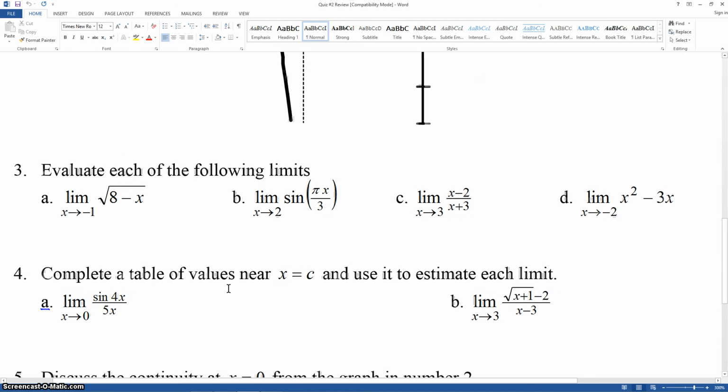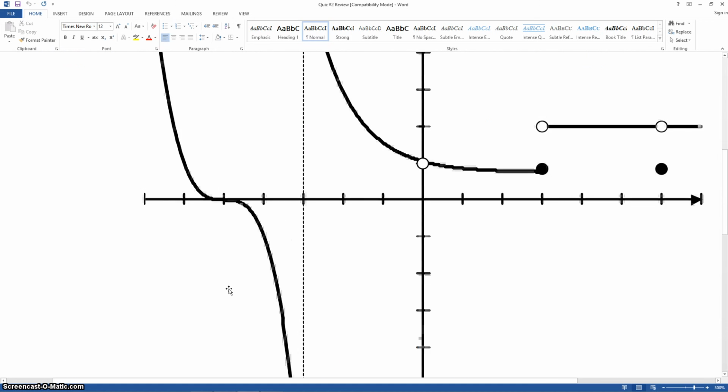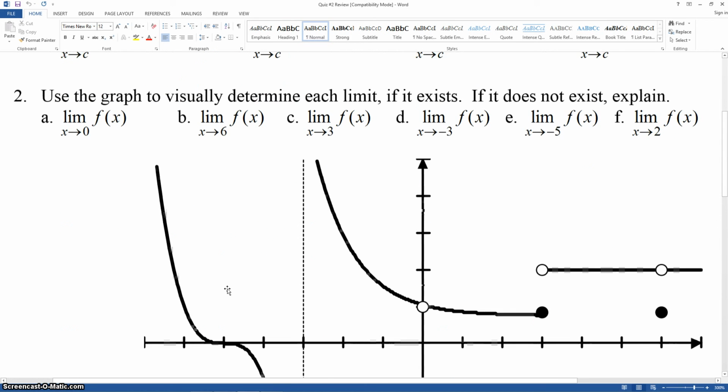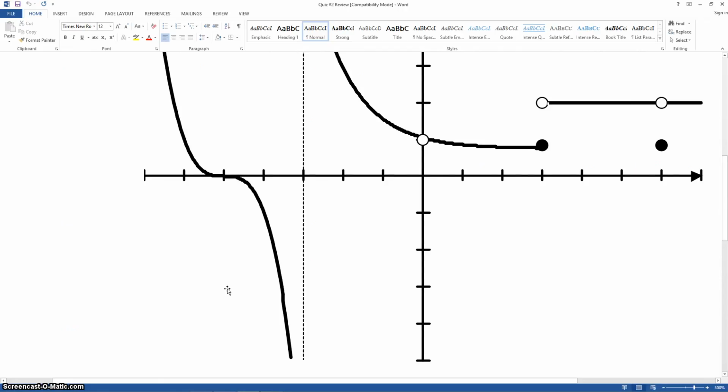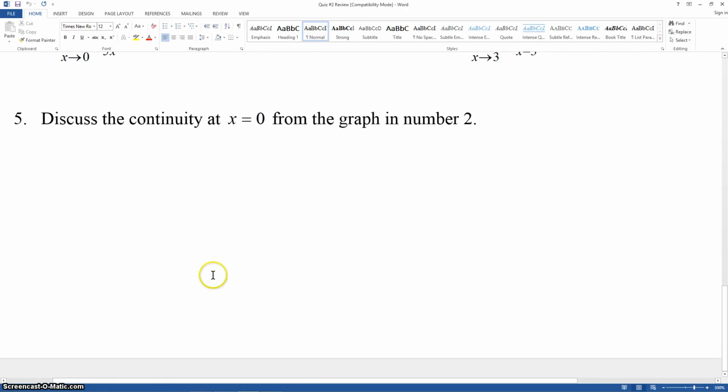You will have to do one of those on your quiz. So that's the basic idea of what your quiz will cover tomorrow. And hopefully it was pretty easy for you. Now I'm going to go ahead and explain to you what I want you to do for the rest of the class period.